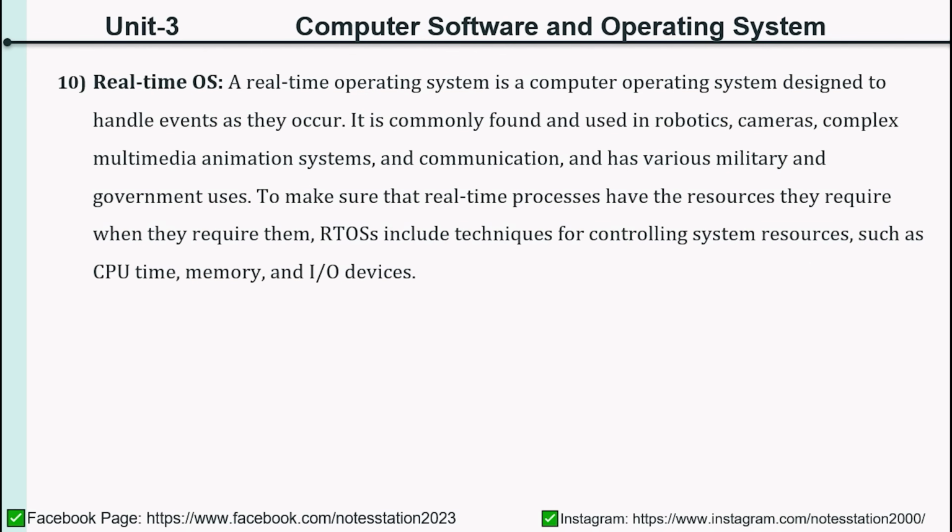Real-time OS. A real-time operating system is a computer operating system designed to handle events as they occur. It is commonly found and used in robotics, cameras, complex multimedia animation systems, and communication, and has various military and government uses. To make sure that real-time processes have the resources they require when they require them, RTOSs include techniques for controlling system resources, such as CPU time, memory, and I/O devices.